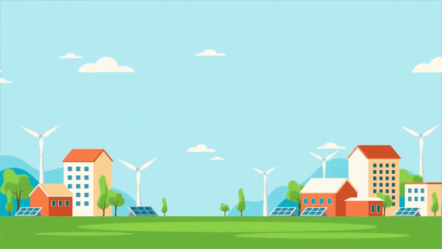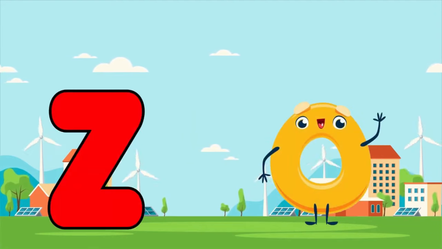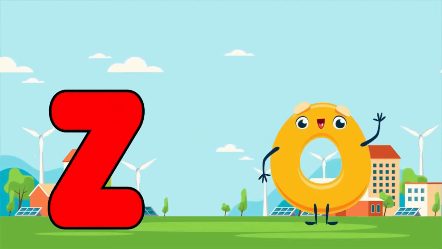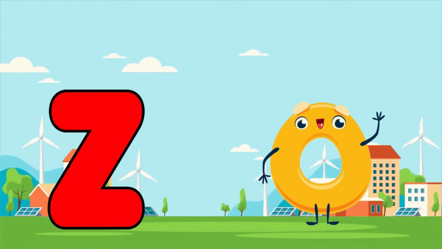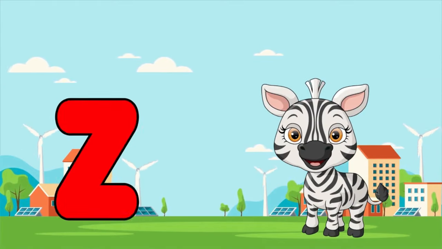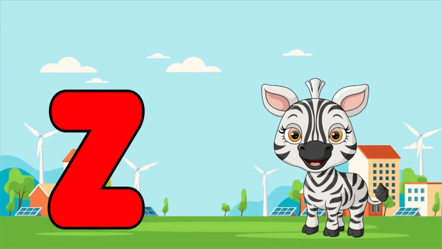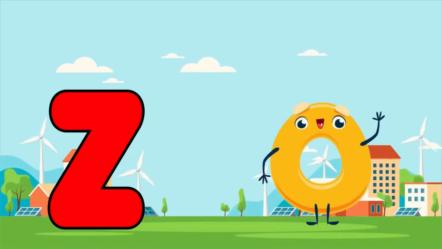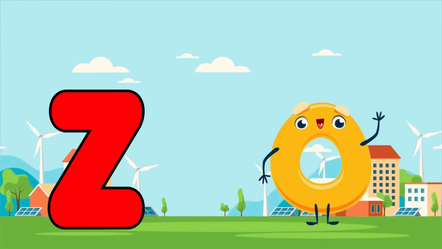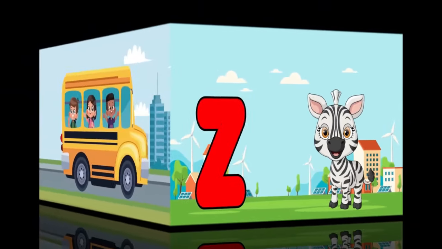Y is for yogurt. Z is for zero, zero. Z is for zebra, zebra. Z is for zero. Z is for zebra.